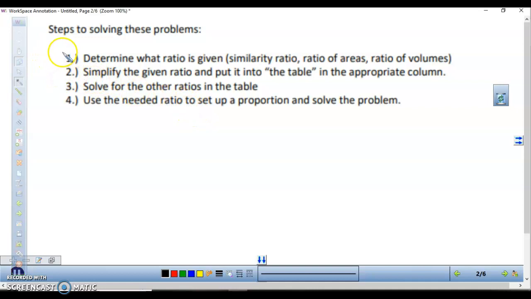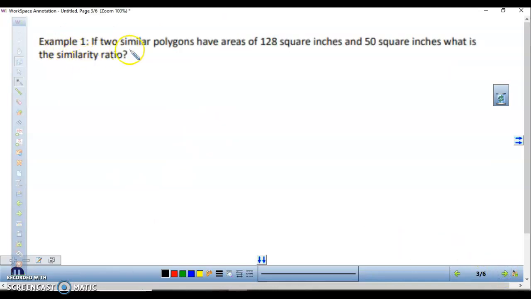I know this seems a little abstract for now, but once we do a couple examples, it'll make more sense. These are the steps I'm going to follow. So here we go. If two similar polygons, so you have to know they're similar, have areas of 128 and 50 square inches, what is the similarity ratio?